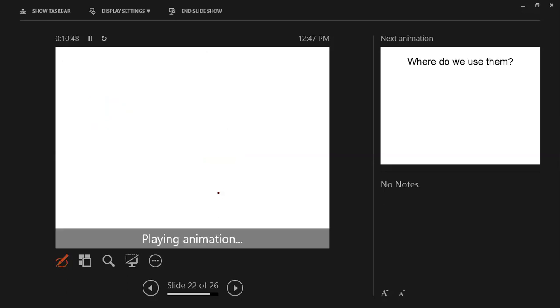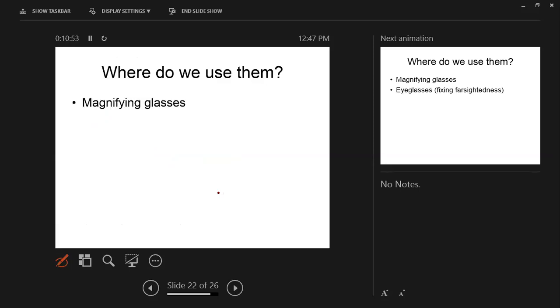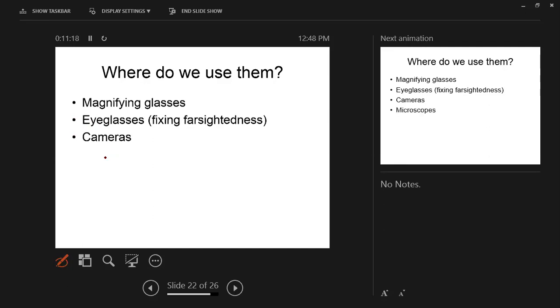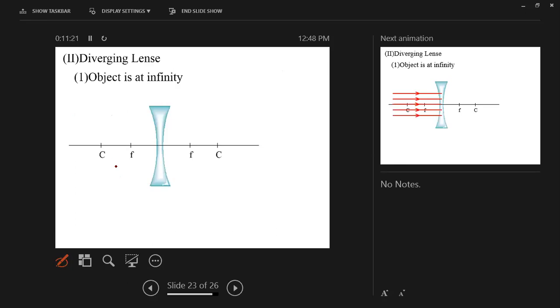So why do we use these converging lenses? We use them for magnifying glasses, for your eyeglasses, fixing farsightedness. If you have nearsightedness, we are going to use the concave lens, which is a diverging lens. But if you have farsighted problems, you are going to use convex lenses, like converging lenses, to fix your eyes. This is also used in cameras and in microscopes. These are the usual places where we use the converging lenses.